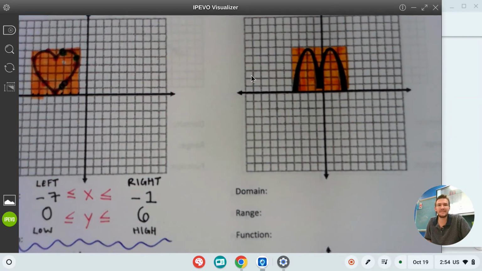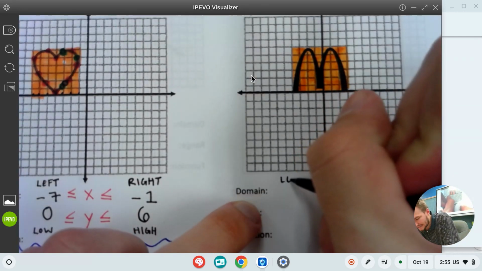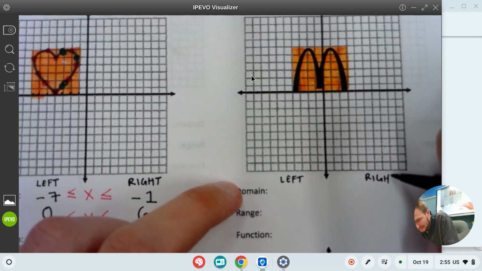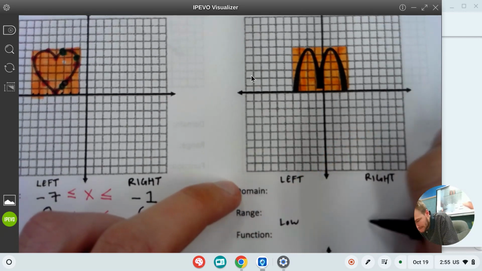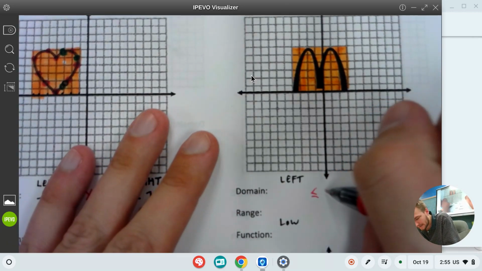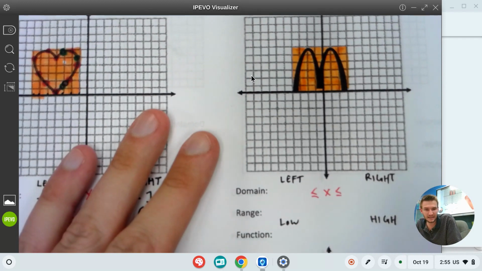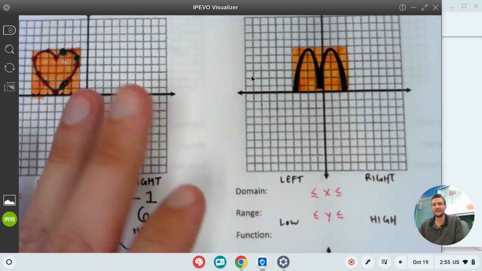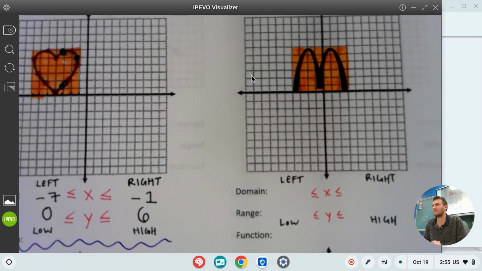And when we got that set up, we're going to look for 4 numbers: the left, the right, the low, and the high. All right? In the middle of those, the domain is going to be less than x less than, and the range is going to be less than y less than. All we got to do is figure out 4 quick numbers. We get 4 numbers, we're done. We're moving on.